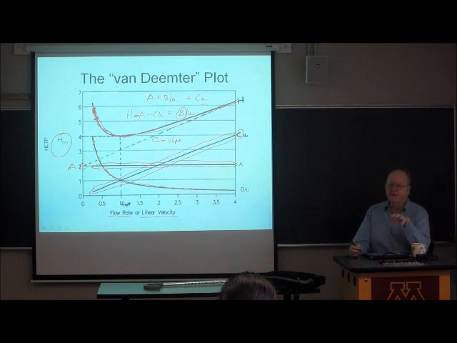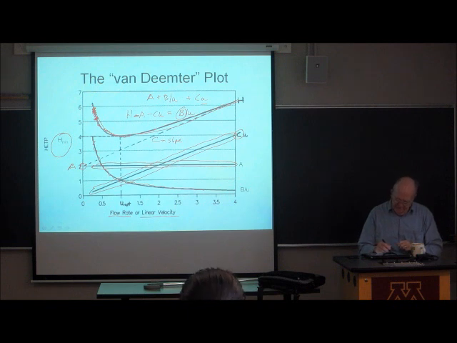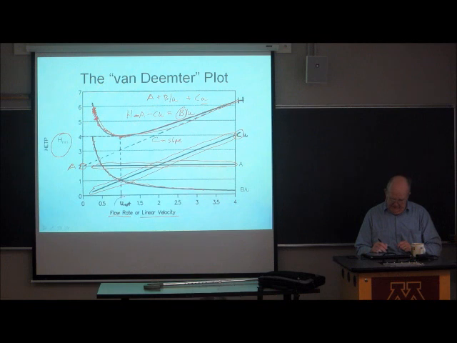So for a given column, if you want to get the largest number of plates, you need to be working at this velocity here, which minimizes the HETP. So there's an optimum velocity.